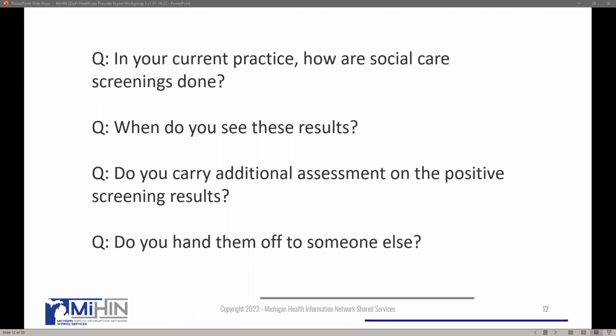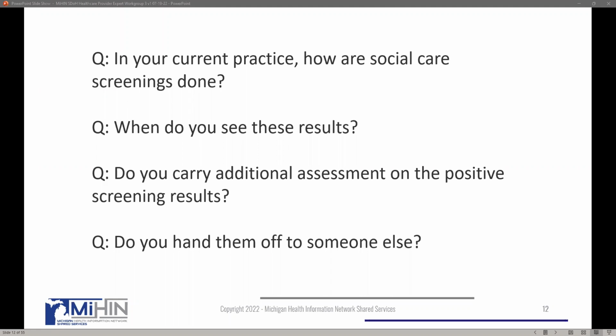At the risk of talking too much, I can get started. So in our current practice, in primary care, we screen at every annual well visit and ad hoc as identified, but generally every annual well visit. We see the results of the screening either immediately if the patient did it via the portal, or once it's been entered in, if it has to be entered in manually.